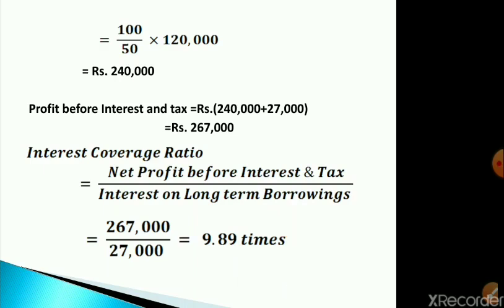Now, it is considered that 6 to 7 times is a normal or a good rate of interest coverage ratio that the firm is having. 6 to 7 times is normal. So if the company is having 9.89 times interest coverage ratio, which shows that the company is having enough profit to pay off the interest on long-term borrowings. Therefore, we can say that the company is having good financial condition to pay off all its debt.